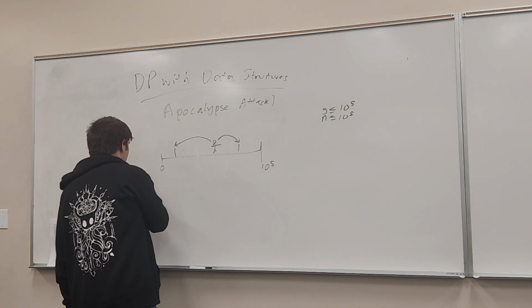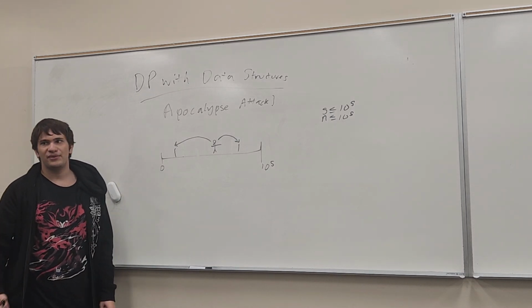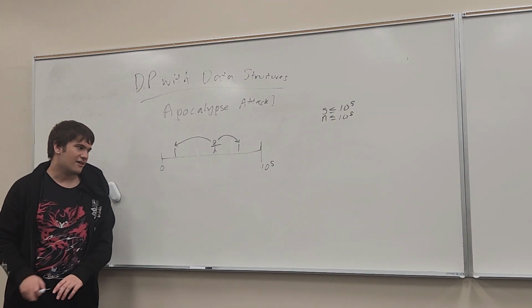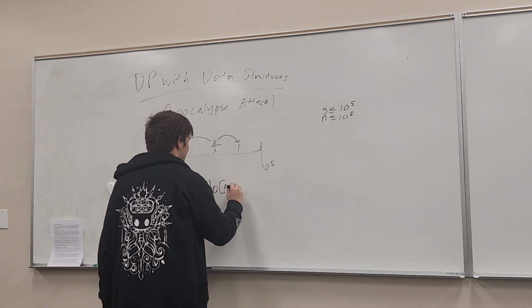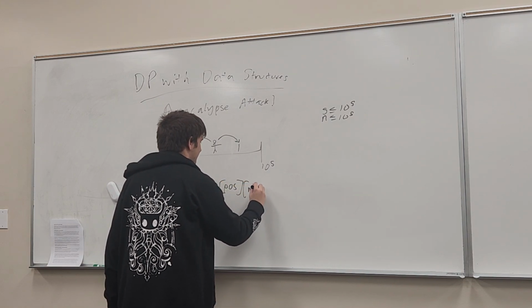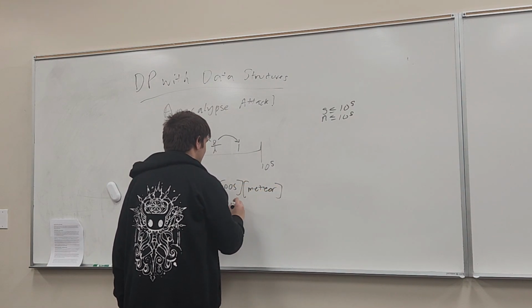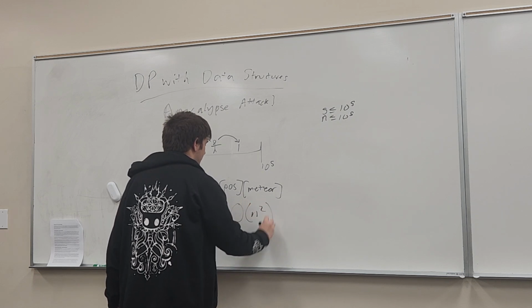So the question is, how can we exploit those observations in a DP? Because obviously if your DP state is position and meteor, oops, we did n squared again.